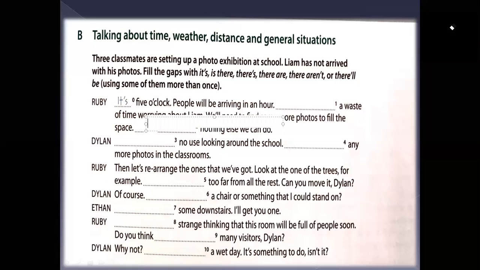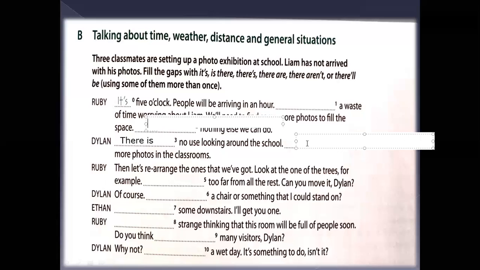Clear all my drawings. And then. Okay, sorry, it's stuck over here. So, number three, Fatima. No use looking around the school. There's no use looking around. Number four, Sophie. Can it be? There will be no use.